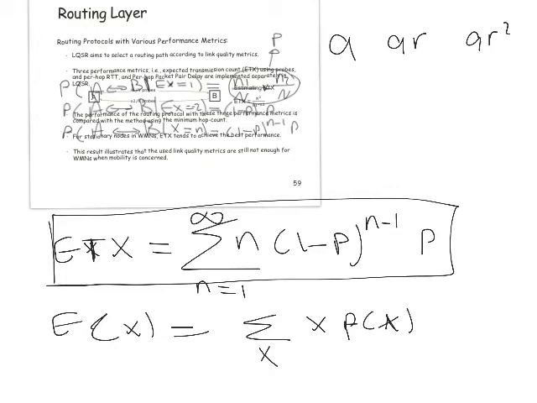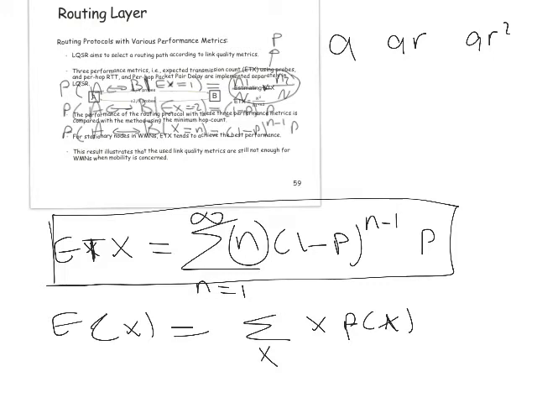The problem with this is that there is an n here. So n here is a sequential series. It's not a geometric series. So how do we do this? How do you get this summation?